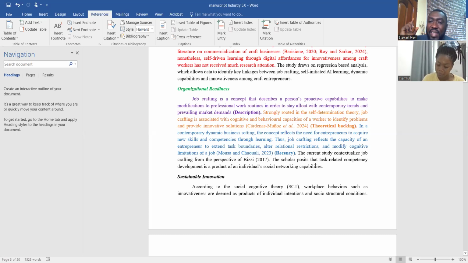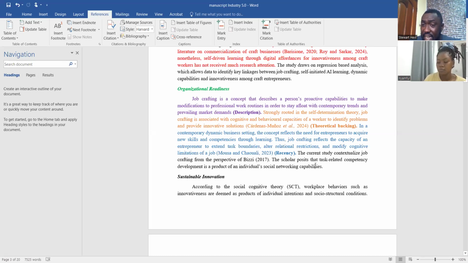Okay, so it continues. The current study contextualize. The moment we use contextualize, it means that we are bringing our aspects of it. Okay, the current study contextualize job crafting from the perspective of BZI 2017. We are saying that our logic in writing this paper and conceptualizing job crafting is in line or very similar to what BZI 2017 also said about the same concept. Are you getting it? So it does not mean that at every point in time you need to cite someone in this kind of case.